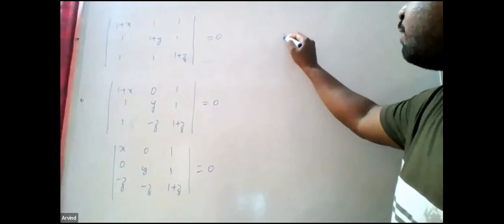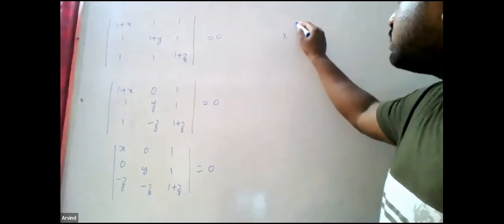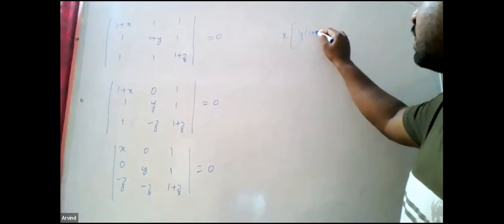Now I'll find the determinant. So the first one is plus x into y of 1 plus z, minus 1 into minus z. That is the first thing.